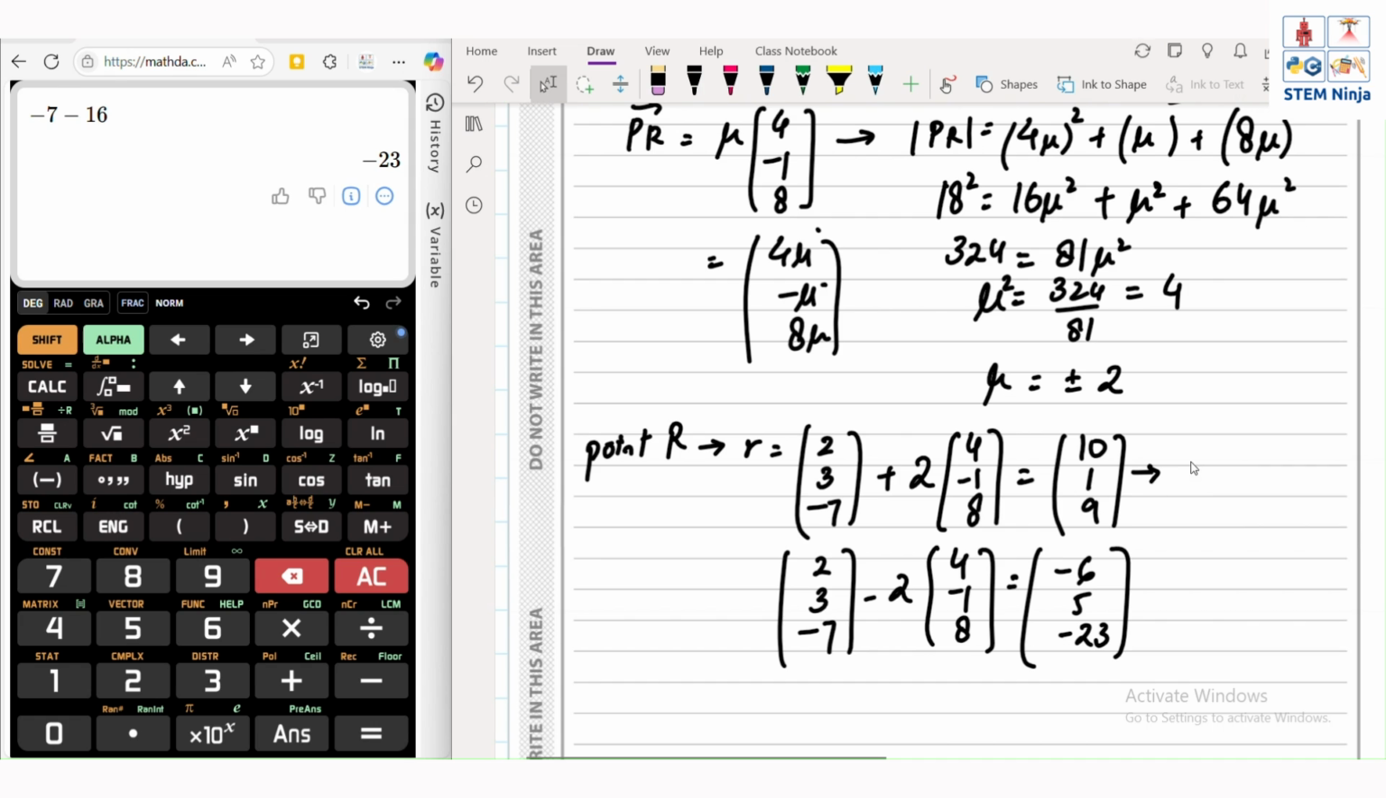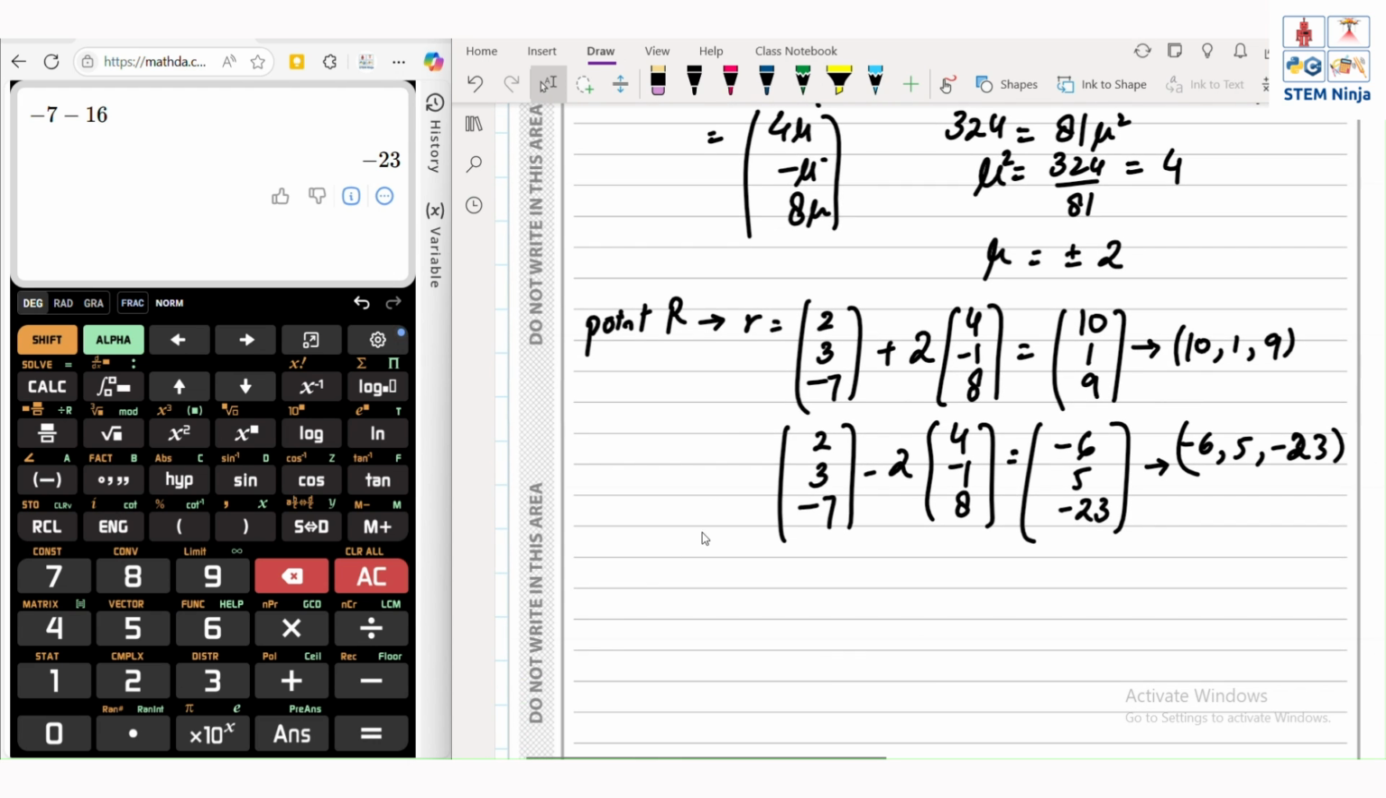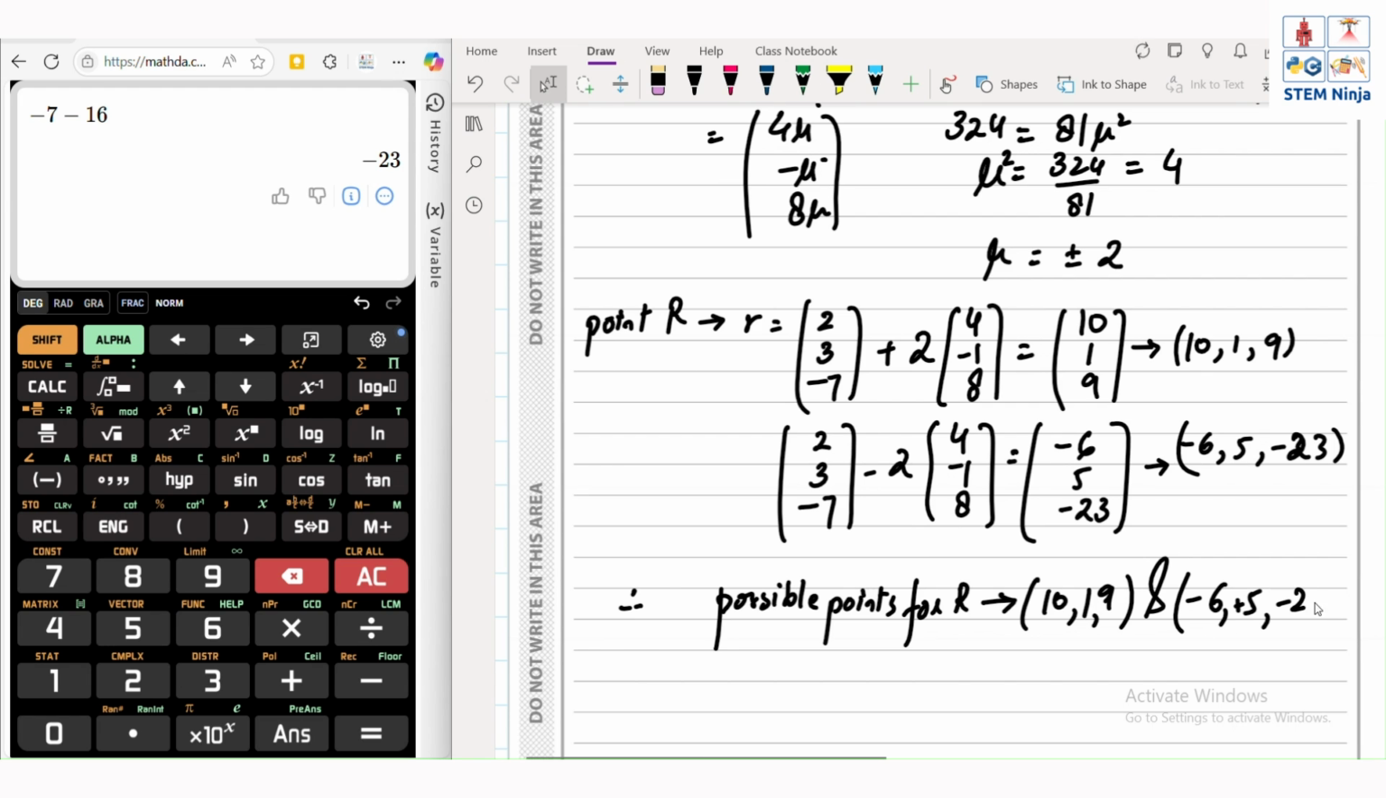So possible points are 10, 1, 9. And this will give us minus 6, 5, and minus 23 possible points. So therefore, possible points for R are 10, 1, 9, and minus 6, plus 5, and minus 23. That's it.